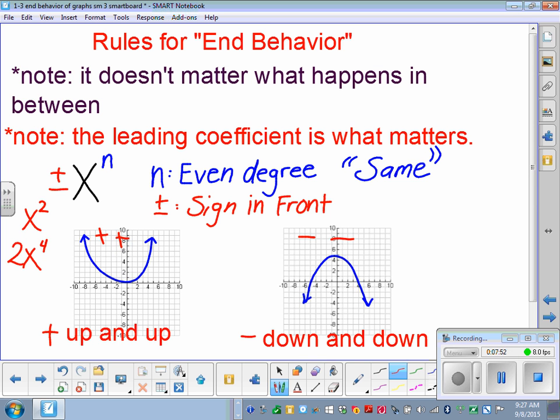Down and down, it's negative. Negative people frown. That's an easy way to remember it. Does everybody understand how that works somewhat? We'll practice it in a second more.